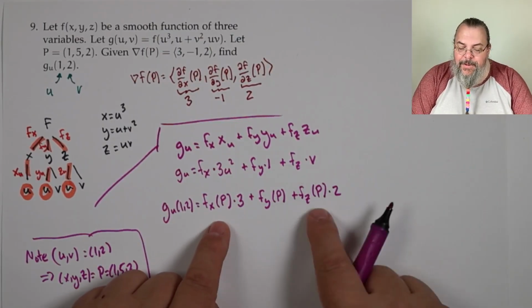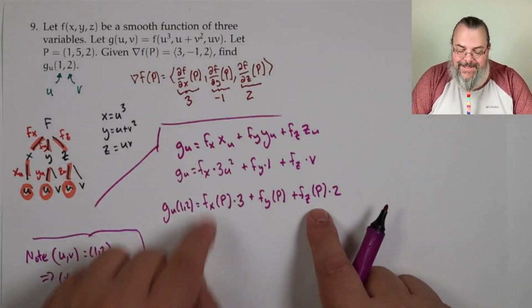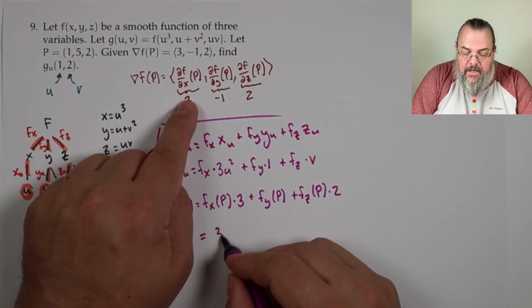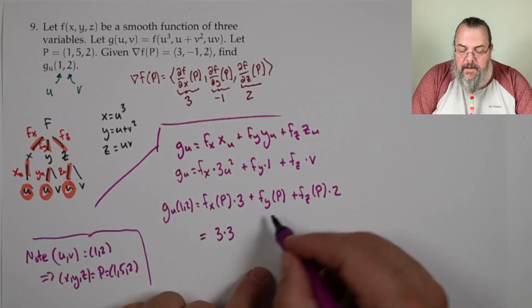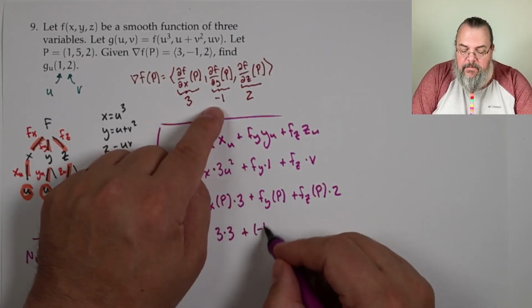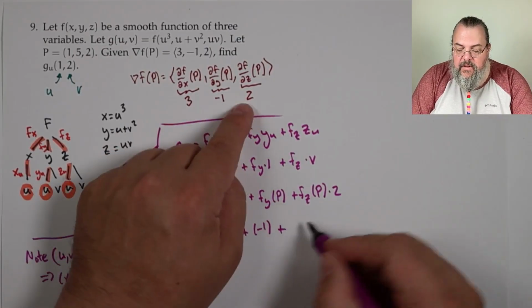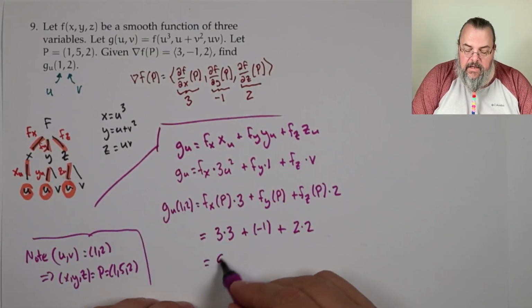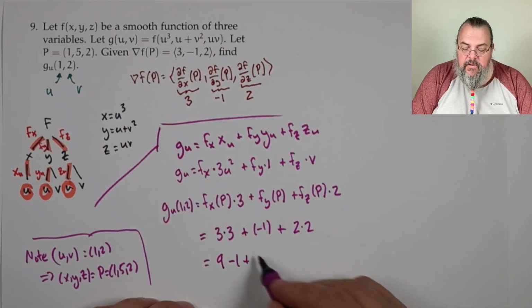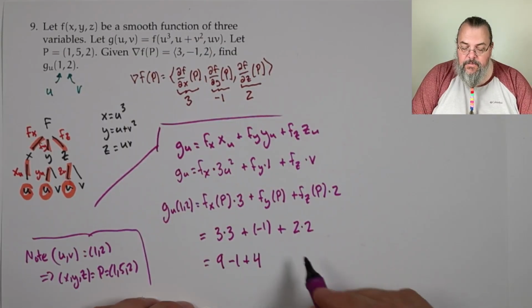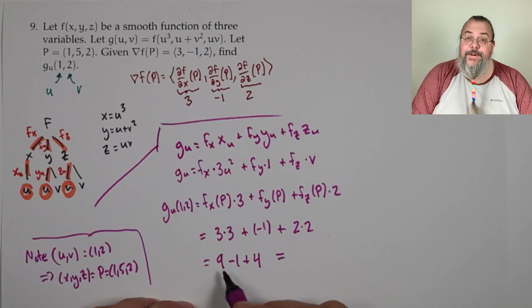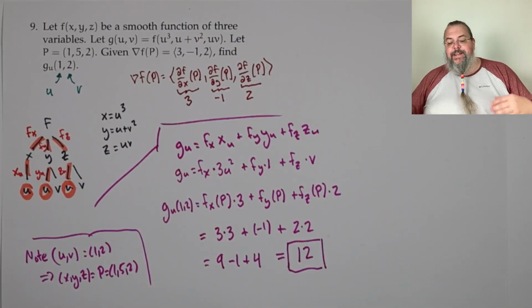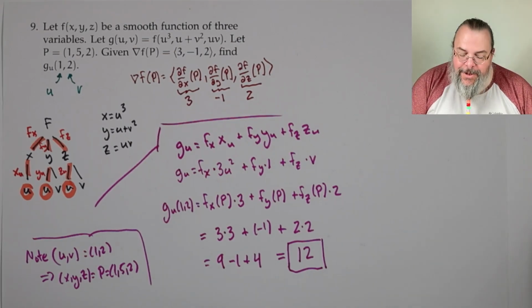Now you might say, but how do we get those? We already found them. They gave it to us. We just have to understand that they did. So here we have a 3 times 3 plus a negative 1 plus a 2 times a 2. Or that's 9 minus 1 plus 4, which gets us our final answer. 13 minus 1 is 12. All right, good. Oh, we made it.